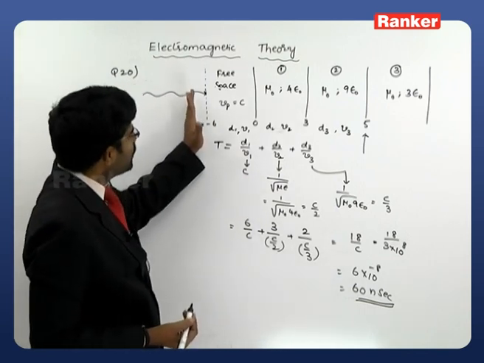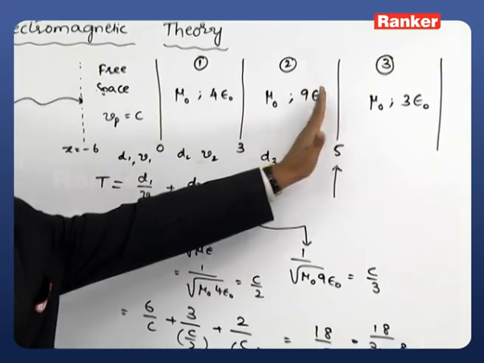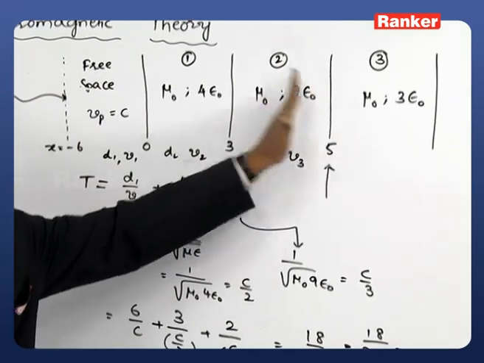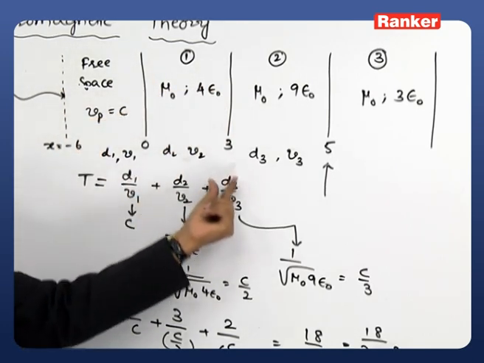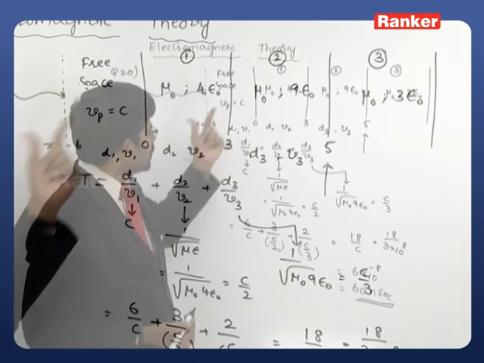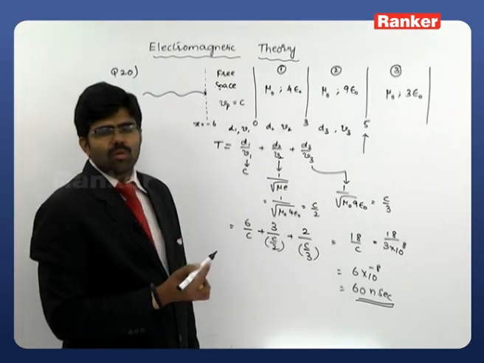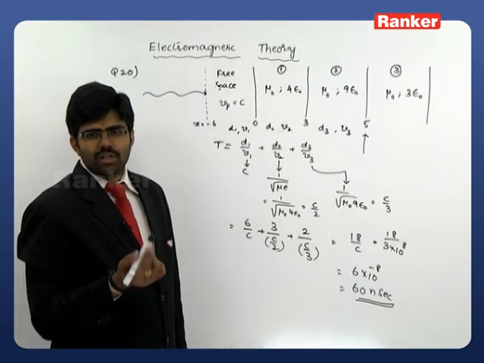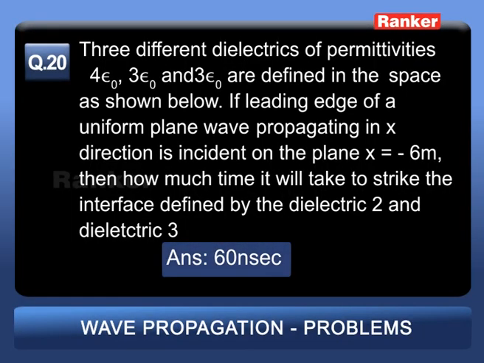So clearly here observe what I am doing. The total time taken for the wave to travel from this location to this location I am calculating. Since it is traveling through different media, I calculate the different times with the help of the distance traveled and the velocity in that particular medium. The most important equation that you have to remember is 1 by under root mu epsilon. If you have that equation, easily you can calculate this. So the answer is 60 nanoseconds.